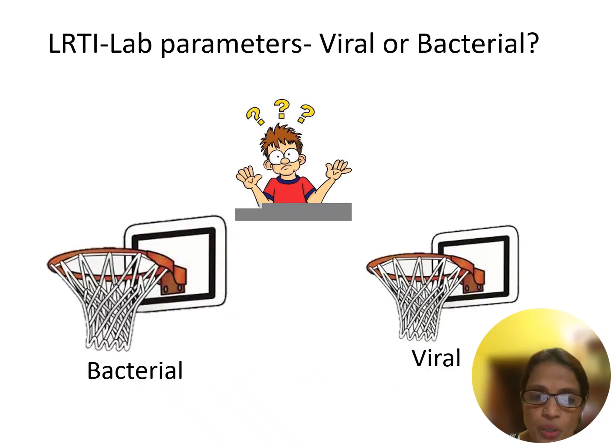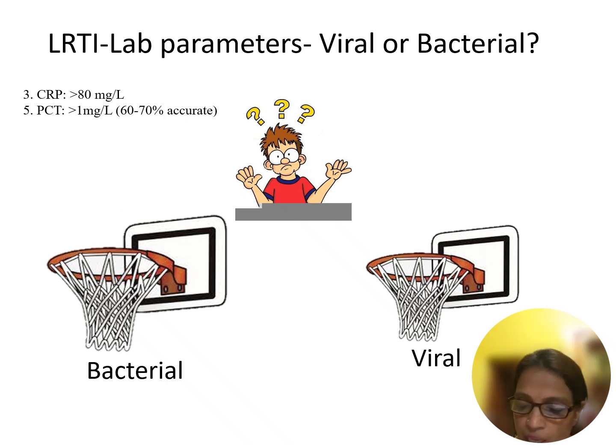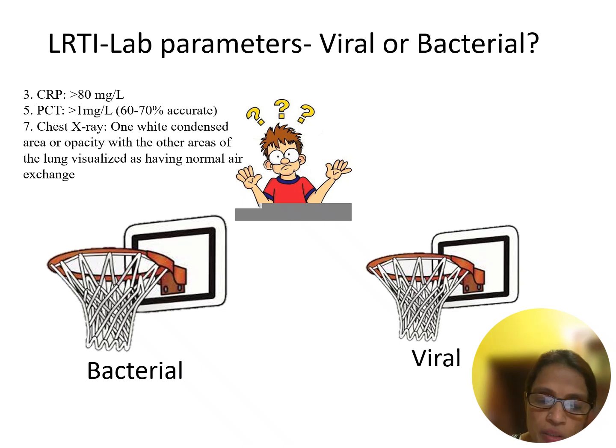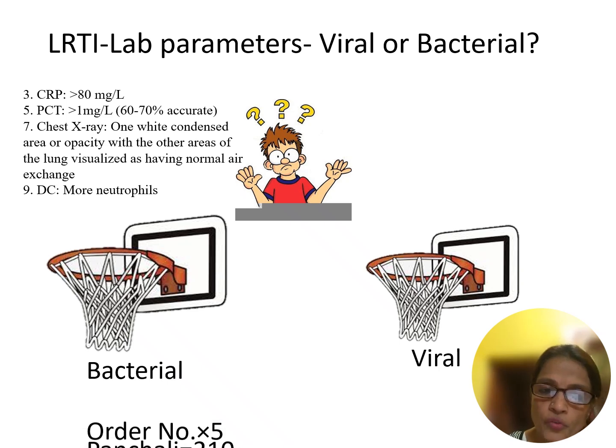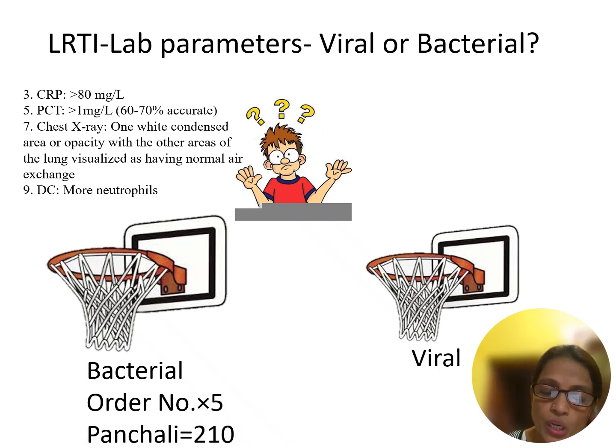Now we need to understand this. So number 3, CRP of more than 80 milligram per liter obviously is a feature of bacterial etiology because the inflammation is severe. Procalcitonin of more than 1 milligram per liter, again a feature of bacterial etiology. Number 7, chest X-ray, one wide condensed area of opacity with other areas of the lung visualized as having normal air exchange. Then number 9, differential count more of neutrophils. So the total will come to 210.